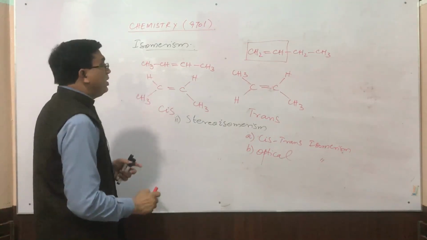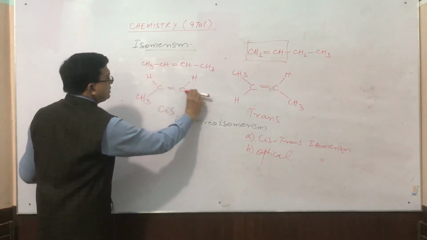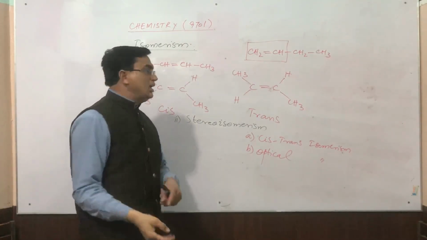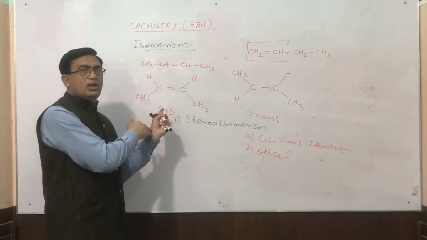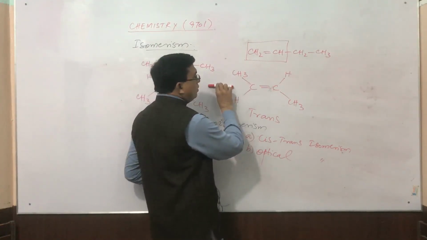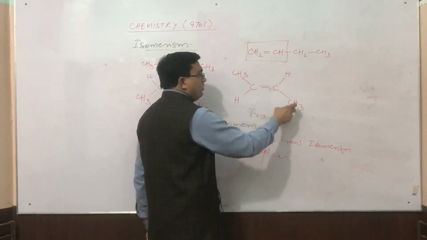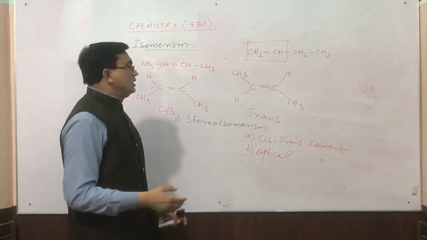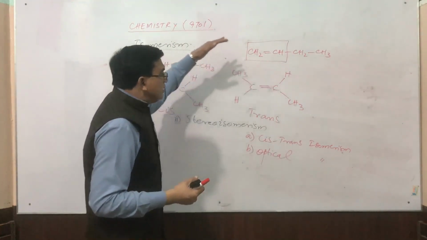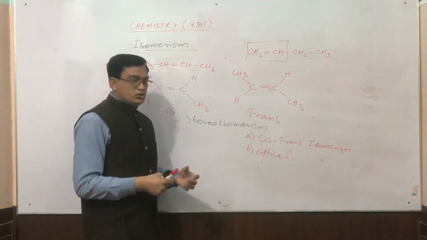Another point of view is, if we look along the side of the double bond, and we observe that the same type of groups are present on one side and the same type of group is present on the other side, then that will definitely be the cis isomer. And if we look along the double bond and we observe that different groups are present on both sides, then definitely that will be a trans isomer. These are the basic concepts involved in cis-trans isomerism.